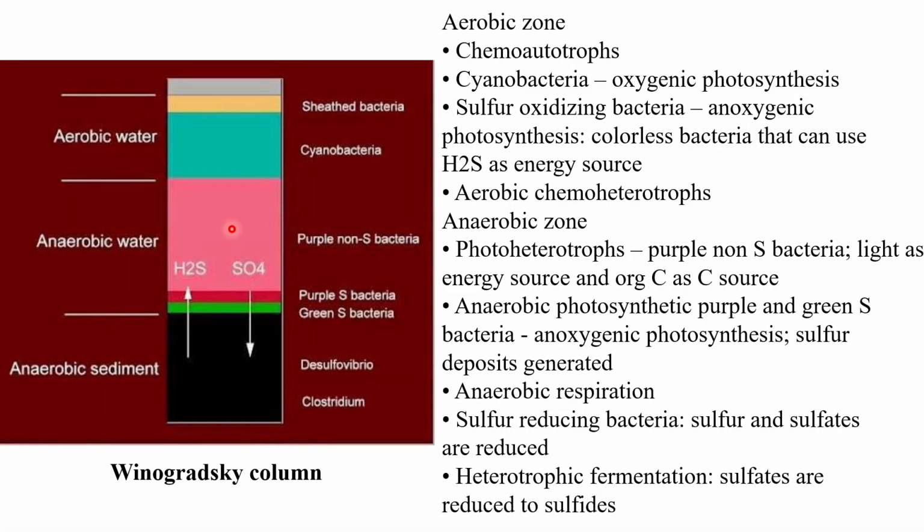You have the aerobic zone at the top. It's an open column, so air can easily pass through the column. In the aerobic zone, you will find some chemoautotrophs. Chemoautotrophs means they are autotrophs, so they can utilize carbon dioxide as the carbon source, but they will use chemical energy. Then there will be some cyanobacteria, where oxygenic photosynthesis will be happening.